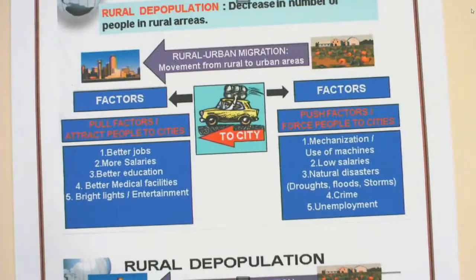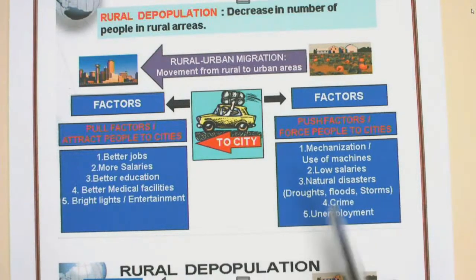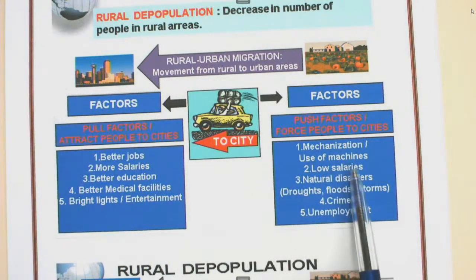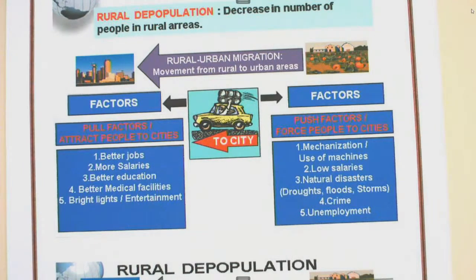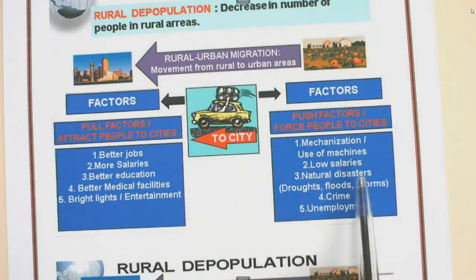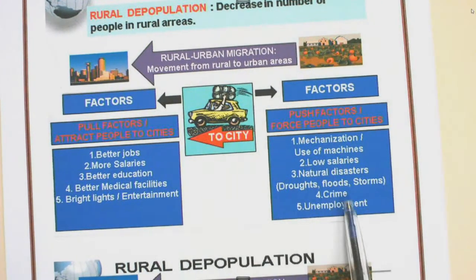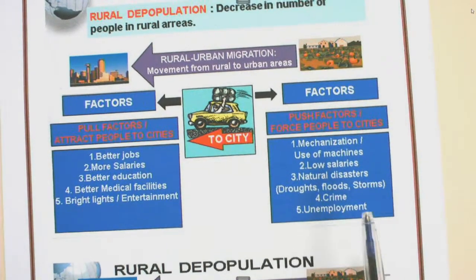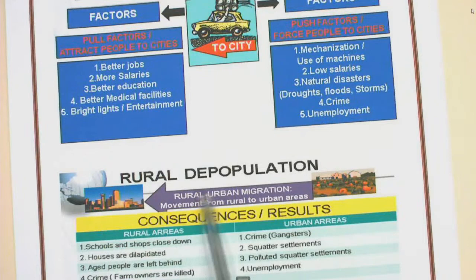Okay, the push factors are those that are going to drive you out of the rural areas. Those are mechanization, the use of machines such as tractors and harvesters, which have taken the work of the people who used to do the work manually. Low salaries, natural disasters can force people to move out of rural areas. Crime, the increasing crime in the rural areas. Farm murders, unemployment.